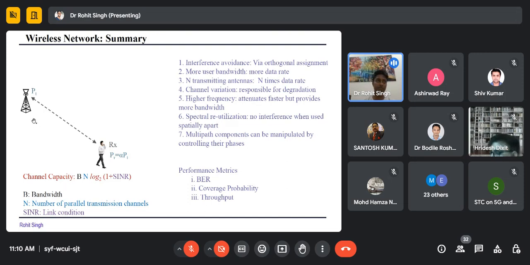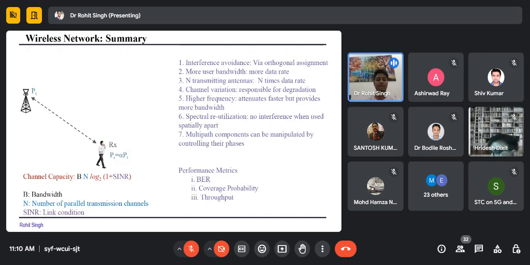And this notion is known as MIMO. Multiple antennas at the transmitter and multiple antennas at the receiver will lead to MIMO, multiple input, multiple output communication. Next is another essential aspect in wireless communication, channel variation. How to get rid of the channel variations?